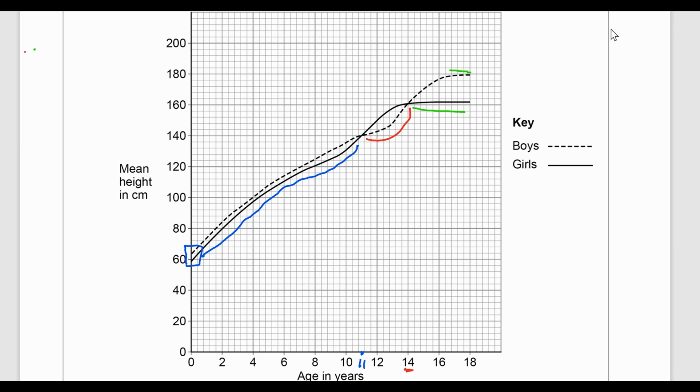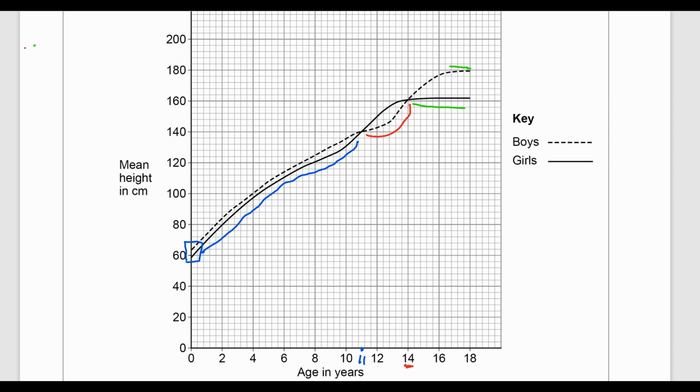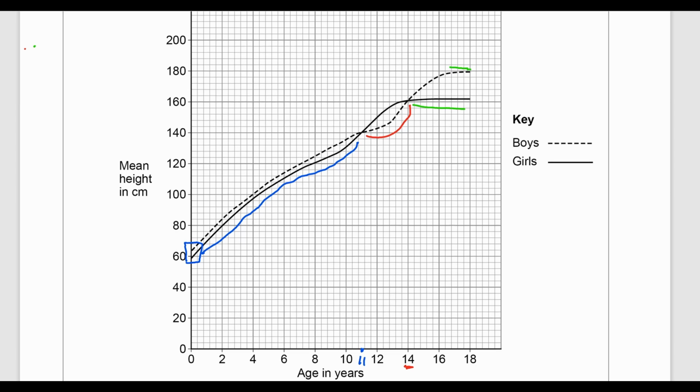So let's remind ourselves, what have we gotten from this graph now? We've analyzed and spoken about the boys' height being greater than girls from 0 to 11 years. We've spoken about the fact that the heights are the same at 11 years. We've spoken about the height being the same at 14 years. We've spoken about girls being taller than boys between 11 and 14. And we've spoken about, at the end, there is an increase in boys from 14 to 18, but no increase from girls from 14 to 18.